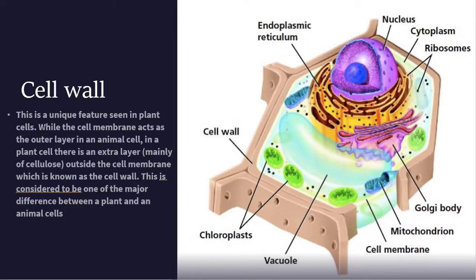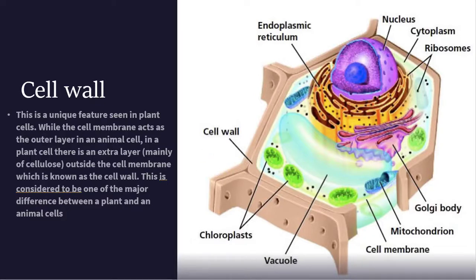The unique feature of the cell wall is that it is present only in plant cells, while the cell membrane acts as the outer layer in animal cells. In animal cells, the cell membrane is the outermost layer. But in plant cells, the outermost layer is the cell wall. Okay.